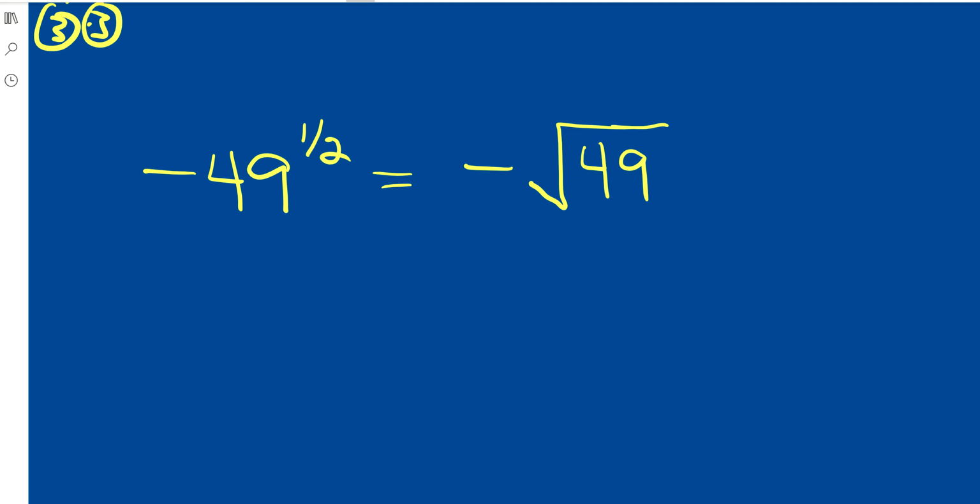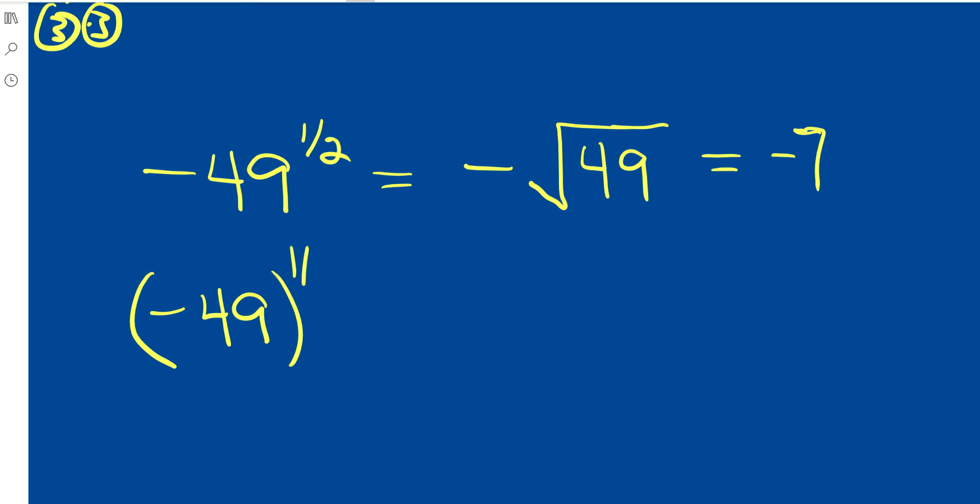And this is going to end up being -7. The negative just comes along. All right, if I had the number in parentheses, however, if I had it as negative 49, this is specifically telling us that the base number is negative 49 raised to the 1/2 by the use of parentheses.